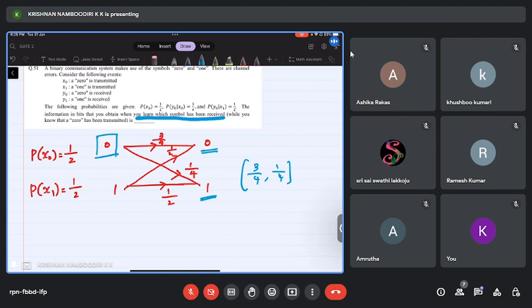It is already known. So the information that is obtained is nothing but the initial uncertainty. That is nothing but the entropy of a random variable having this probability mass function 3 by 4, 1 by 4. So the information, which I will denote with I, is equal to 3 by 4 log 4 by 3 plus 1 by 4 log 4. So you can calculate this if you want. I can calculate.